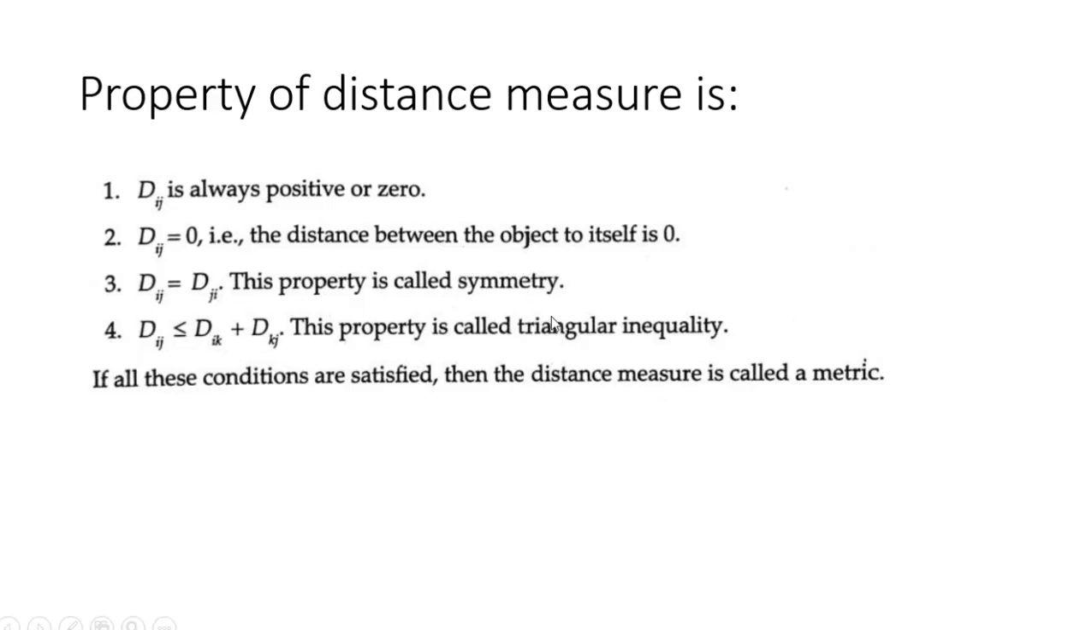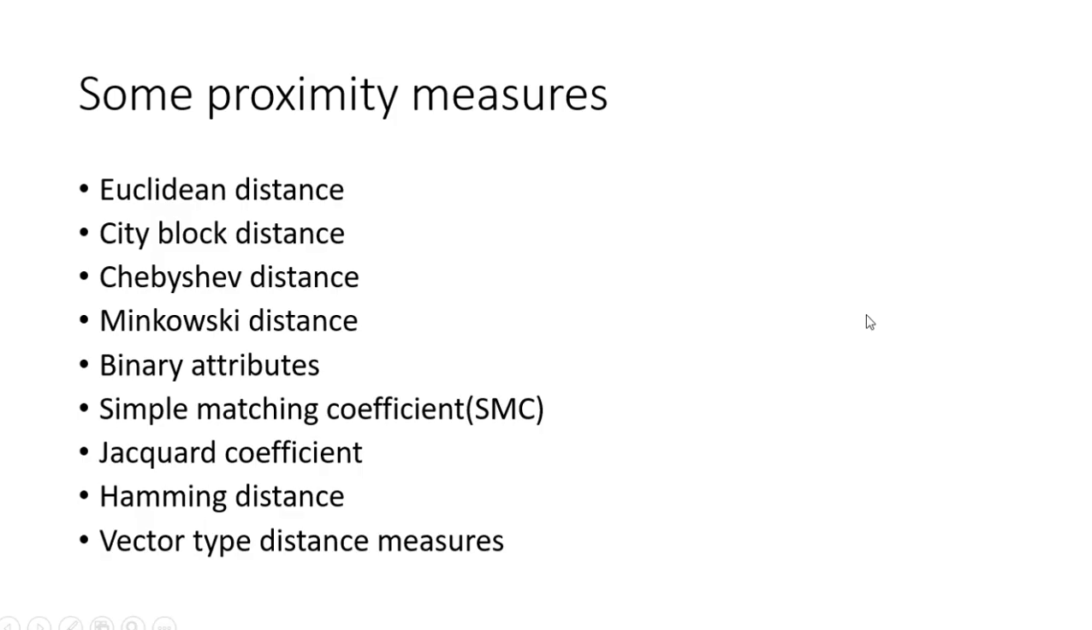And suppose I am comparing two distances, the distance from i to j and j to i. Definitely it is going to be the same, so that means it is symmetric. Then triangular inequality. Suppose I have an object which is located in a triangular location, then the distance from i to j is less than or equal to the distance from i to k plus the distance from k to j. So these are the properties of your distance measure.